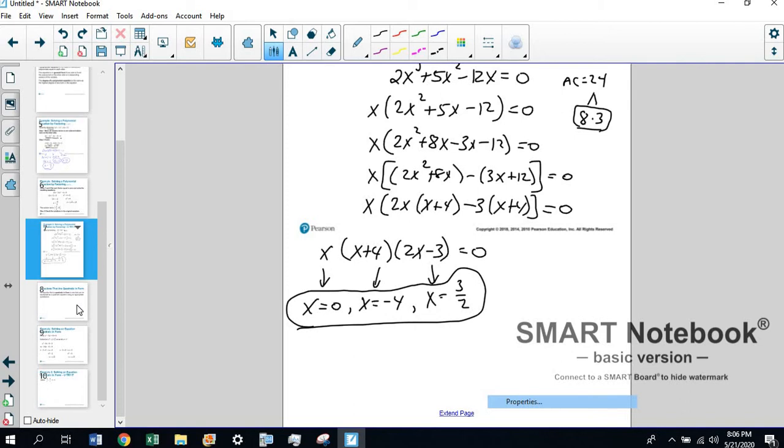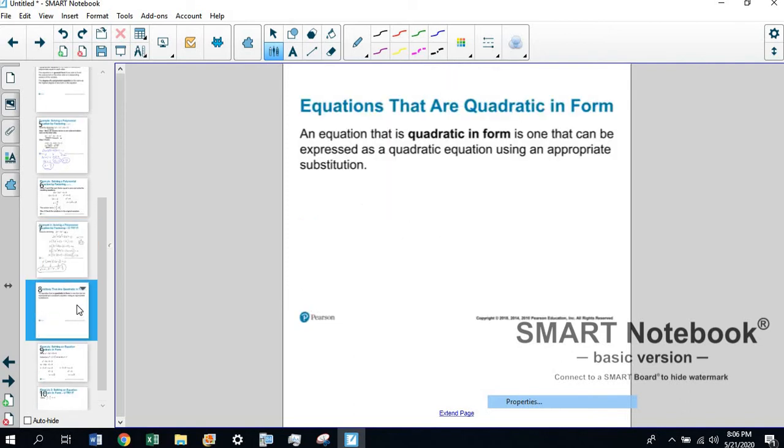The other type of problem we're going to look at is equations that are in quadratic form. So they act like quadratics. You can factor them, or you could even use the quadratic formula in the correct way. We're not going to look at any of those right now, but that's possible, right? Because they are quadratic. And so what does it mean to be in quadratic form? What that means is that it acts like a quadratic.